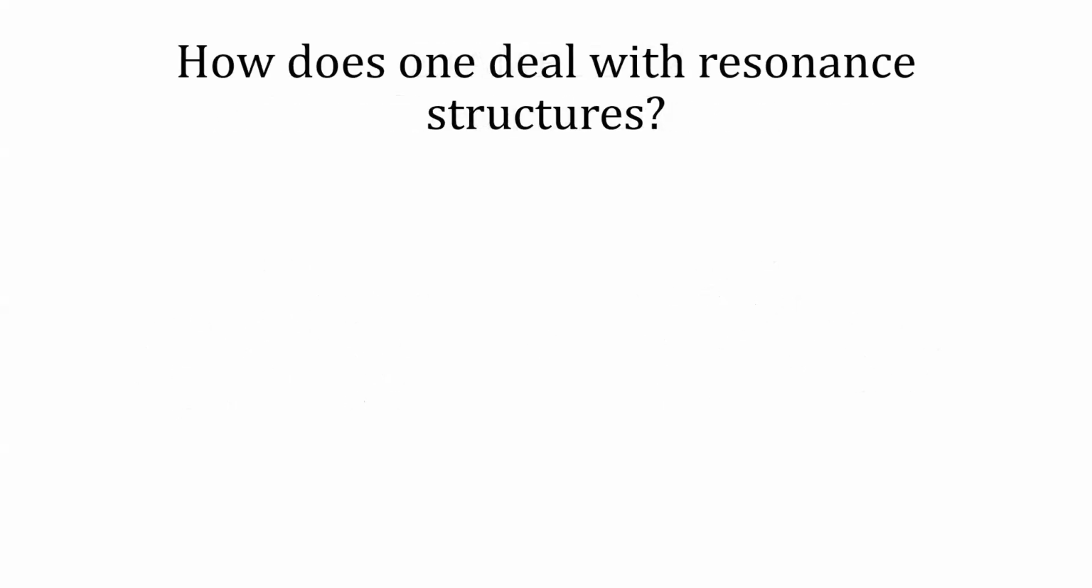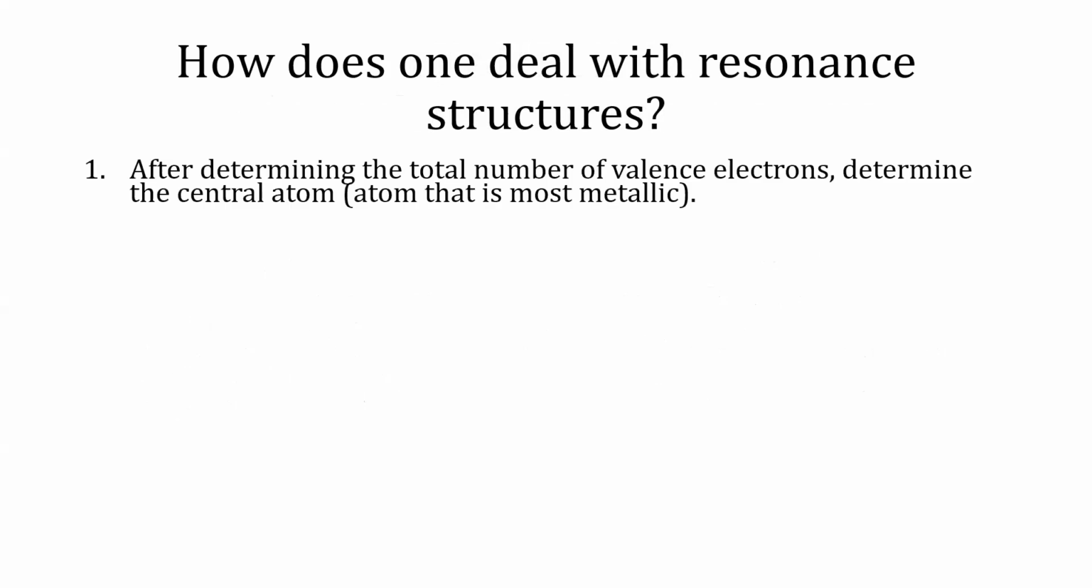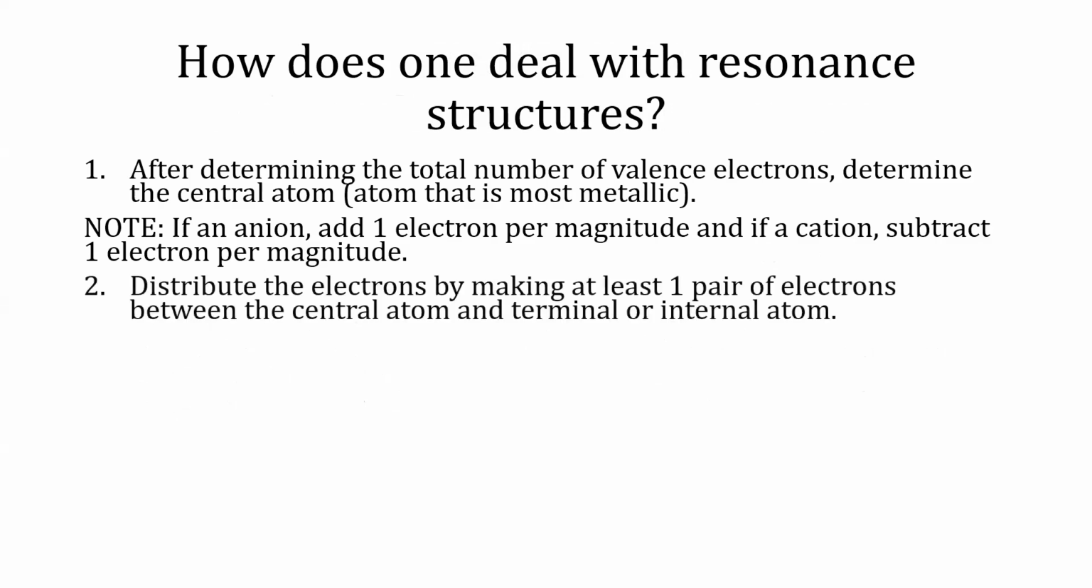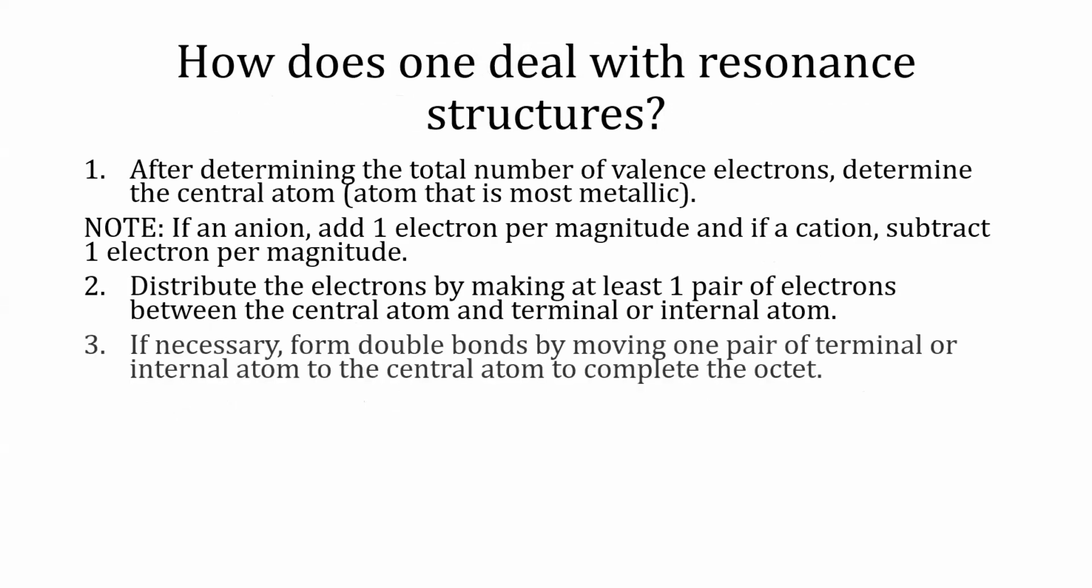How does one deal with drawing resonance structures? 1. After determining the total number of valence electrons, determine the central atom that is most metallic. Note, if an anion, add 1 electron per magnitude, and if a cation, subtract 1 electron per magnitude. 2. Distribute the electrons by making at least one pair of electrons between the central atom and terminal or internal atom.